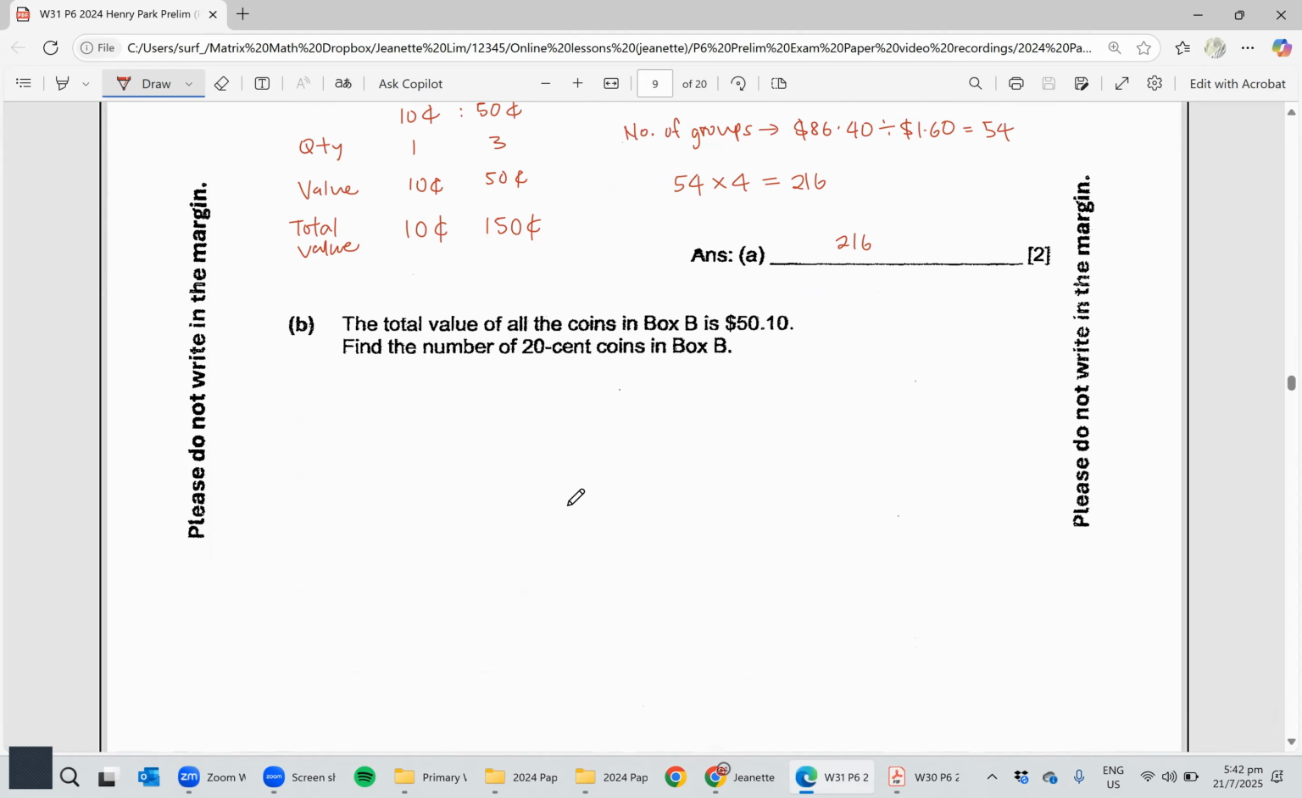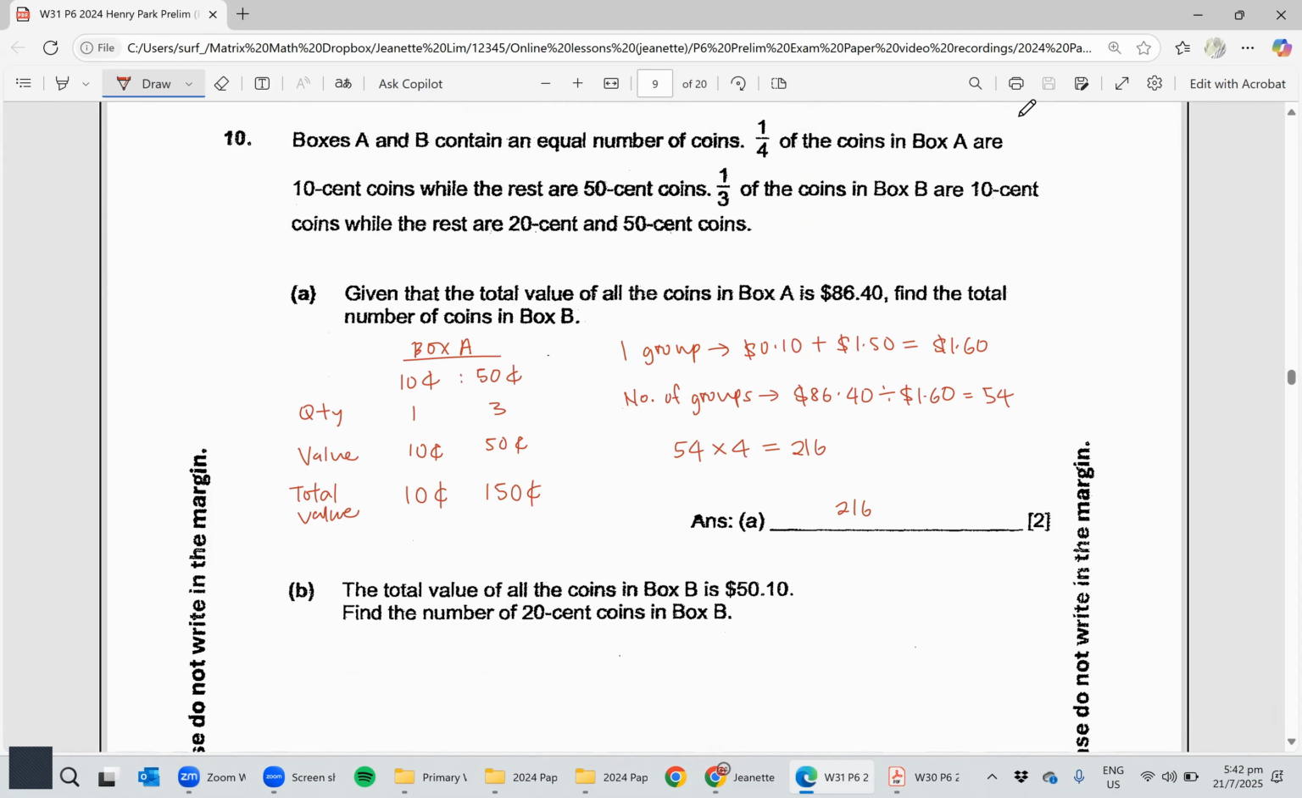For part B, total value of all the coins in B is $50.10. Find the number of 20-cent coins in B. Okay, so in B, earlier on, we read that we have 1/3 10-cent coins and the rest are 20 and 50-cent coins, right? So let's focus on the 20 and 50-cent coins. We don't know how many of each there are, but let's find out just between 20 and 50-cent coins, right? What's the total number of coins?